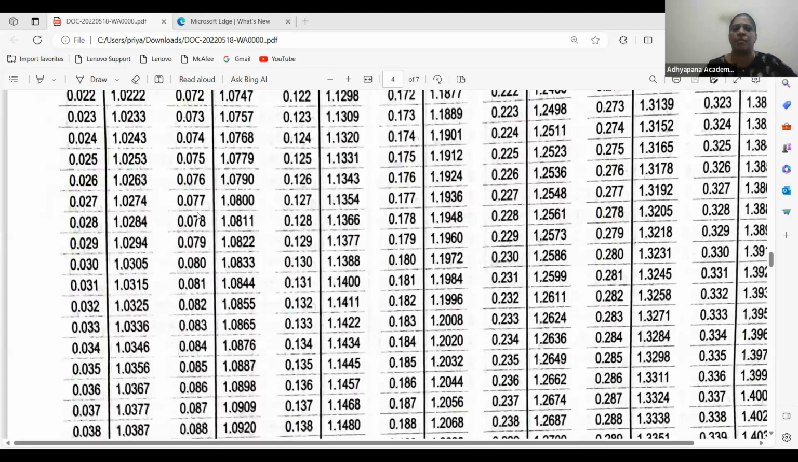You can try for any number. Just for an example, 0.078. I have screen shared the table value. That number divide by 4096. What number are you getting? 0.0000190 plus 1 into equal to 12 times. 1, 2, 3, 4, 5, 6, 7, 8, 9, 10, 11, 12. 1.0811. Are you getting that? Yes, ma'am.